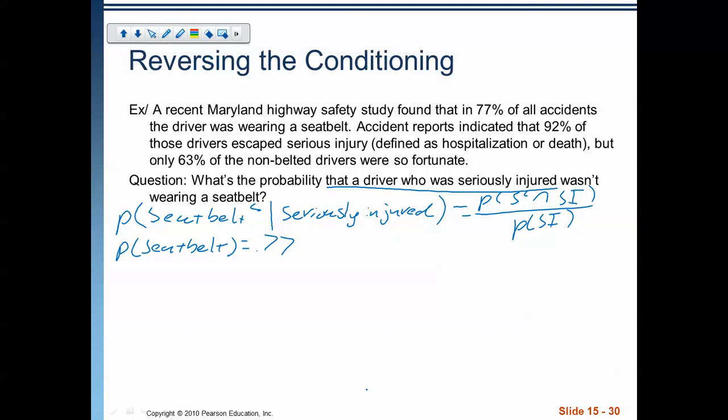Accident reports indicated that 92% of those drivers escaped serious injury, but only 63% of the non-belted drivers were so fortunate. So, given that they were wearing a seatbelt, 92% of them were not seriously injured. So the probability of seriously injured, given they were wearing a seatbelt, is 92%.